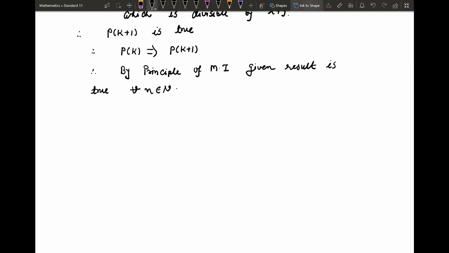Now we take next example, third one. Prove that number 3 raised to 2n plus 2 minus 8n minus 9, this number is divisible by 8.